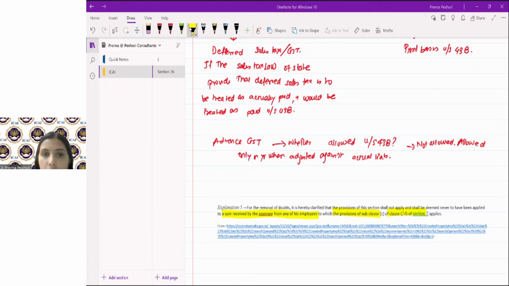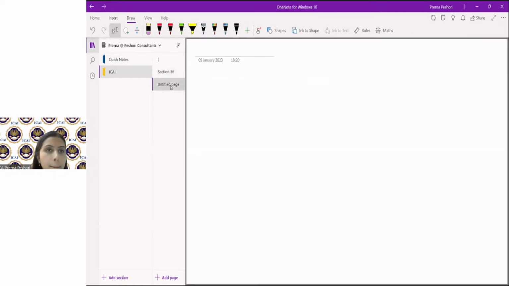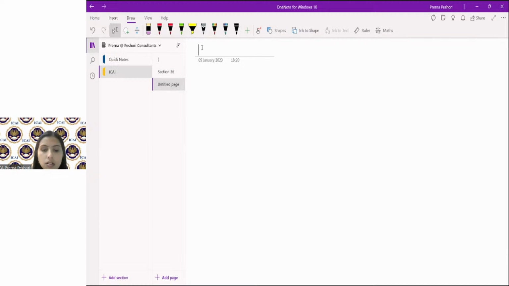Okay, then let's proceed further. Shall we proceed further? Now, as I said, we are moving towards section 44 onwards. This is your maintenance of accounts and tax audit, and then the presumptive sections. Are we clear? Okay, so let's move towards section 44AA first.